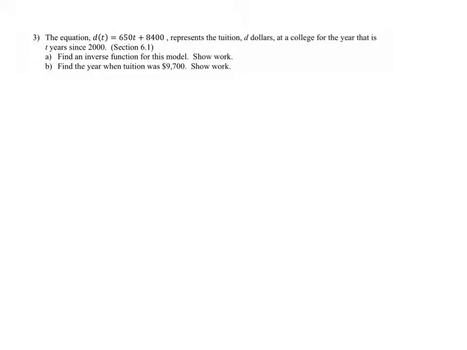Okay, for example 3, we have D of t equals 650t plus 8400 represents the tuition D dollars at a college for the year that is t years since 2000. We want to find an inverse function for this model. So the first thing that I'm going to do is replace D of t with just a D.